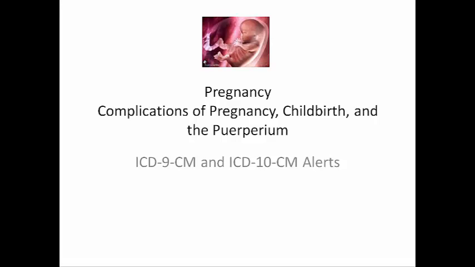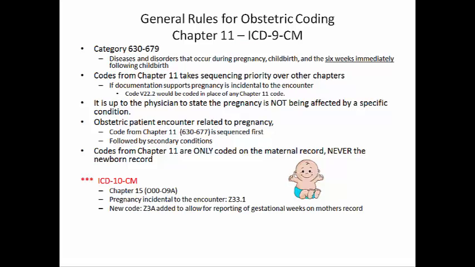So let's review the pregnancy section and go over some complications of pregnancy and childbirth. The pregnancy section is located in Chapter 11 of the ICD-9 book. Chapter 11 codes have sequencing priority over codes from all other chapters, although additional codes may be coded in conjunction with Chapter 11 to further specify any of those conditions.